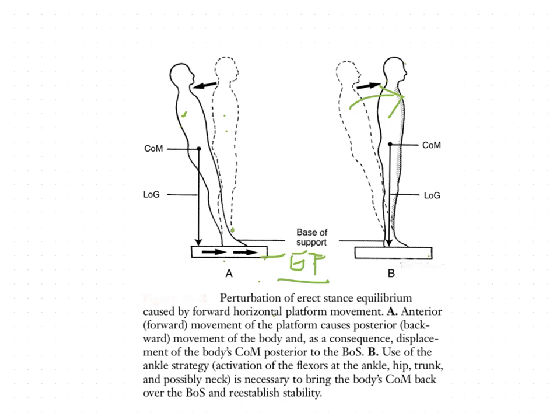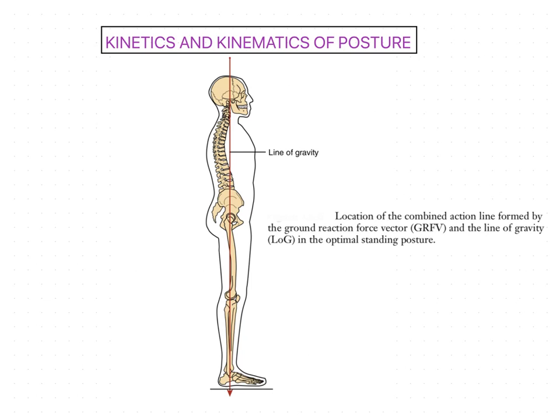One is the inertia, gravity, that is the gravitational forces, and ground reaction forces. So what are the external forces we have to consider here in the kinetics and kinematics of posture? One is the inertia, and next one is the gravitational force.